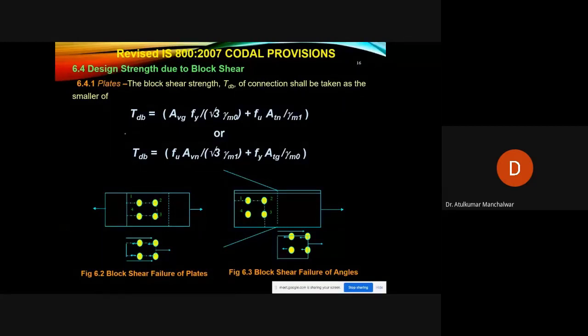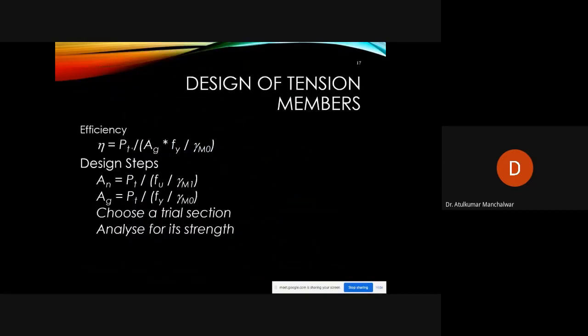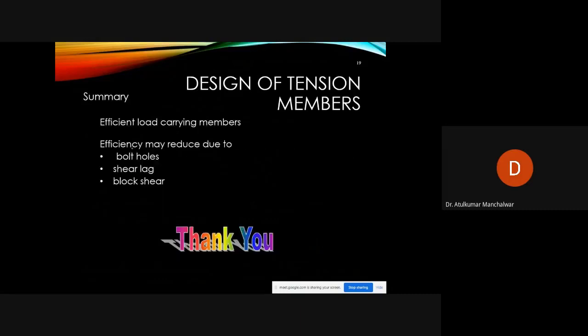So design strength due to block shear means what? We need to check the block shear strength for the connection depending on which type of connections we are providing. So there are two values of TDB. You have to calculate these two. Okay. So we will see the formulas for this also. I will show you the formulas.